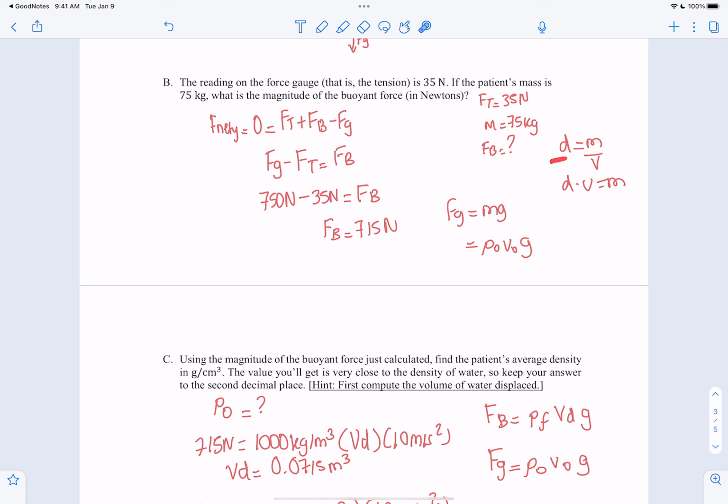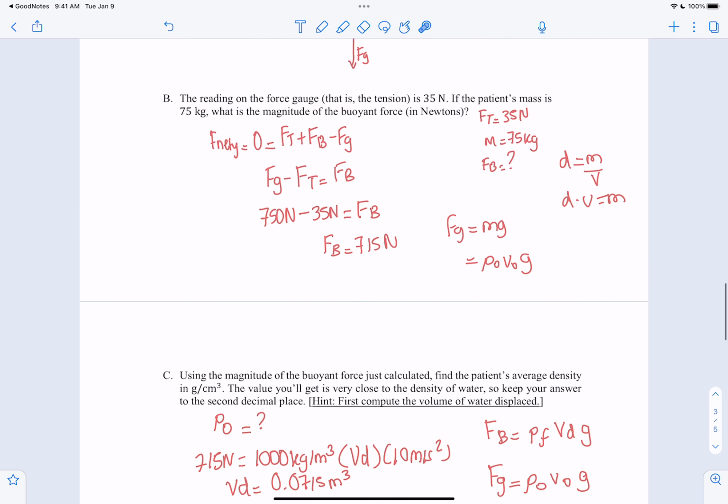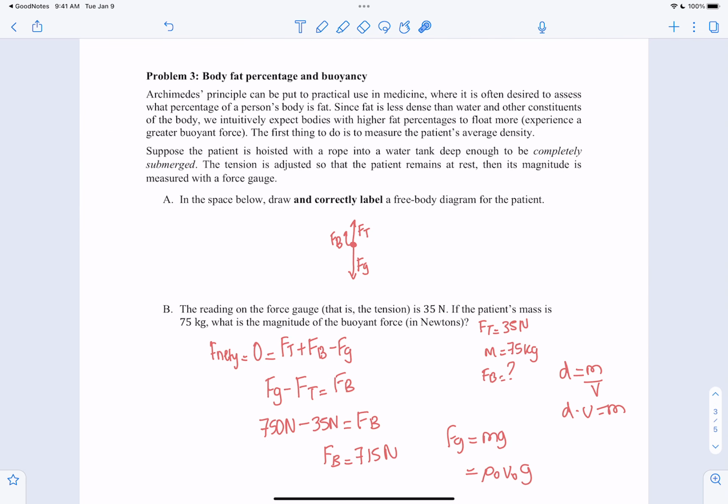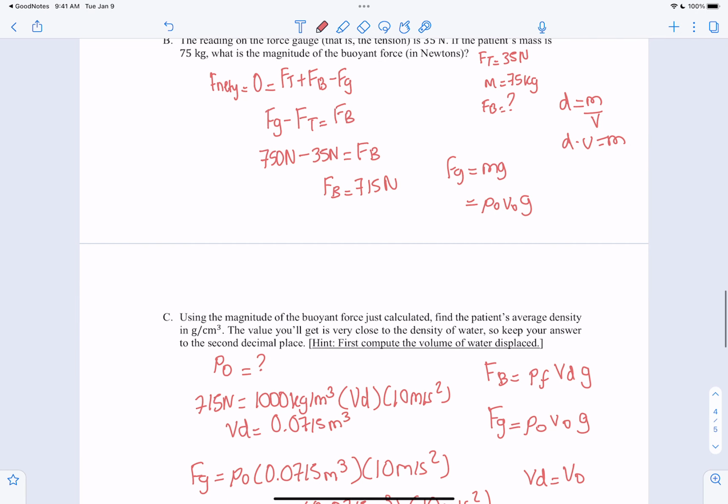Technically here, both the density and the volume are unknown to us, right? Until we realize that in the context of the problem, since the patient is completely submerged, the volume displaced should be equal to the volume of the patient themselves. Well, then we have a couple things that are unknown.